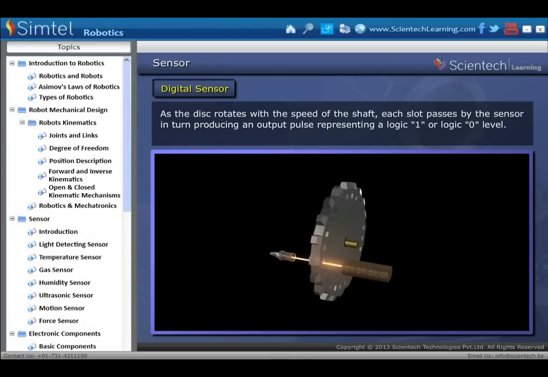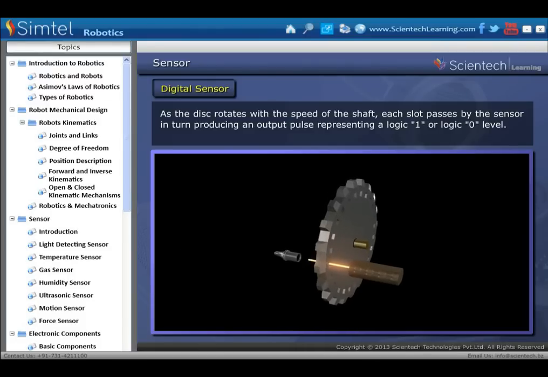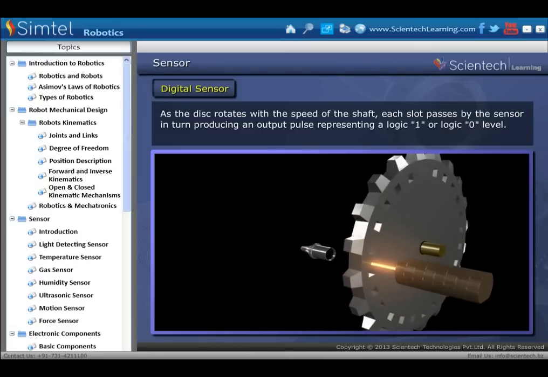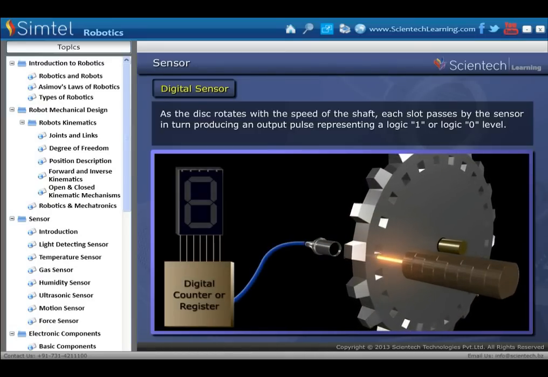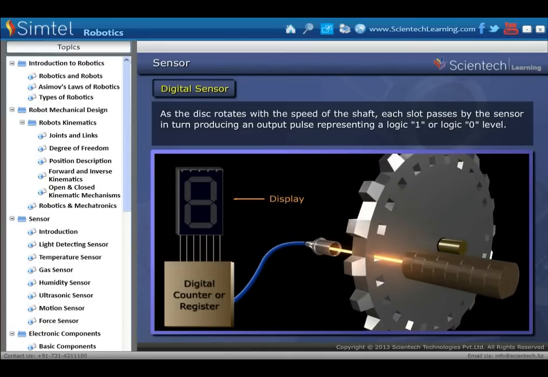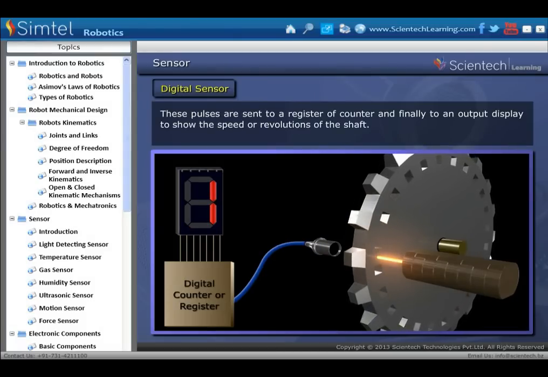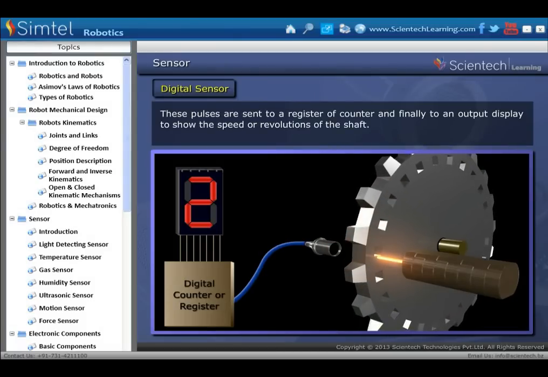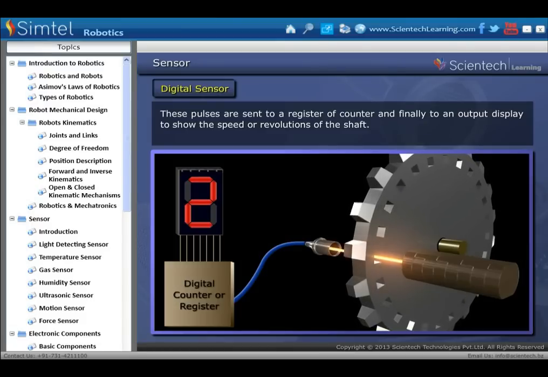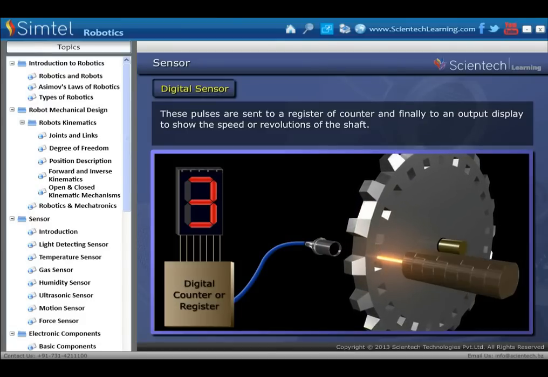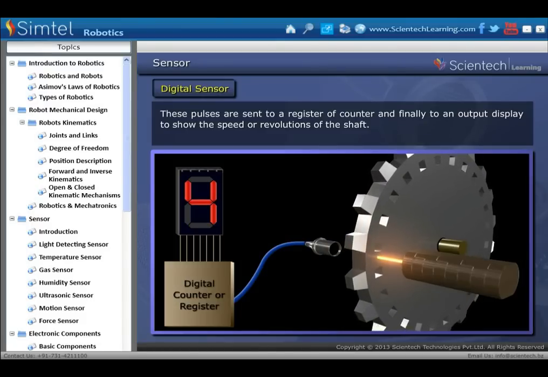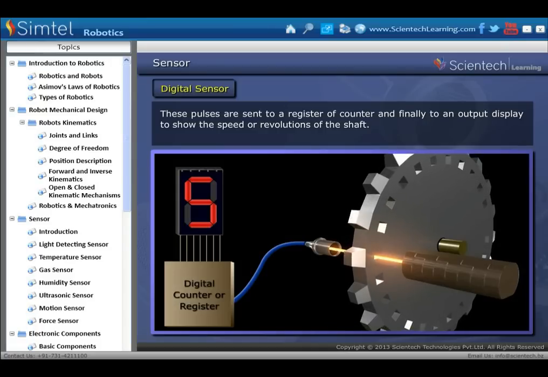Now, as the disc rotates with the speed of the shaft, each slot passes by the sensor, in turn producing an output pulse, representing logic 1 or logic 0 level. These pulses are sent to a register or counter, and finally to an output display, to show the speed or revolutions of the shaft.